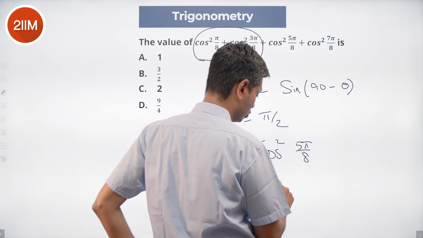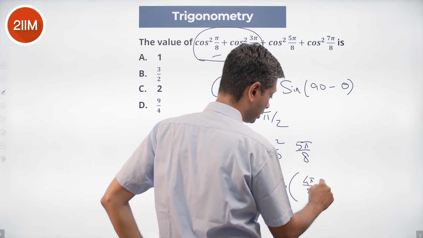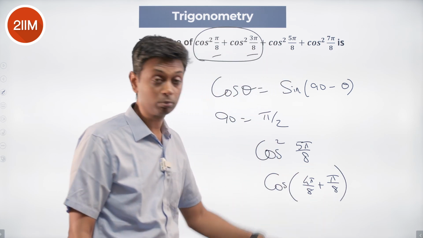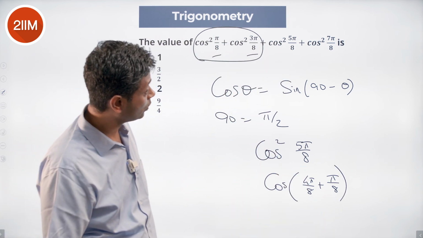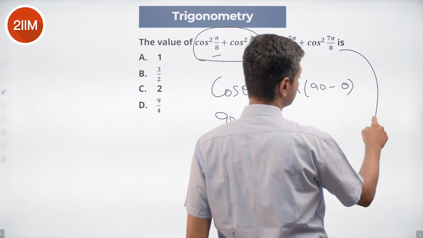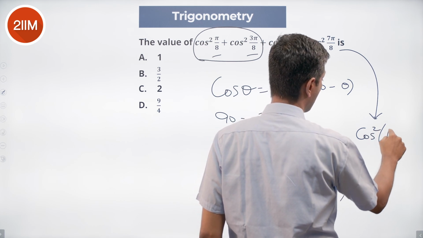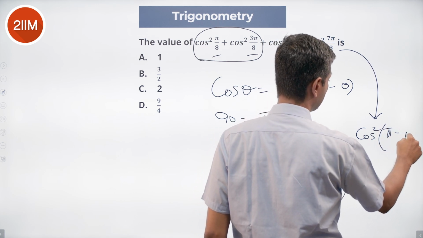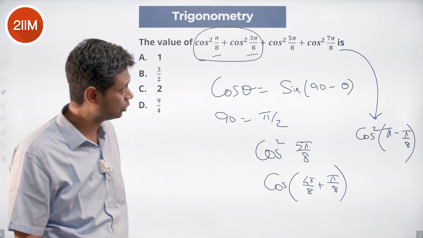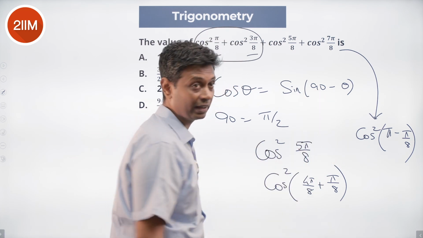You can think of it as cos of 4 pi by 8 plus pi by 8, cos of pi by 2 plus pi by 8. Cos square 7 pi by 8, I can think of it as cos square of pi minus pi by 8. And so this can be thought of like that. That can be modified like that.